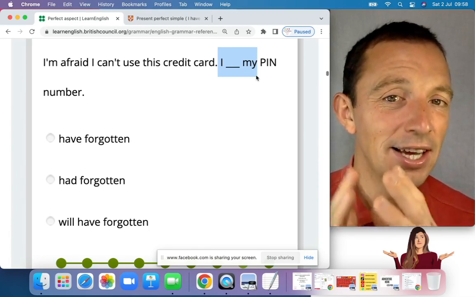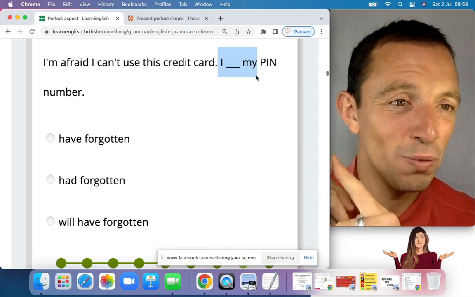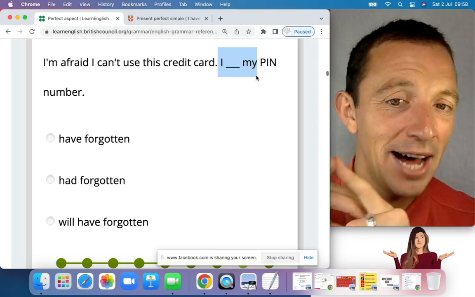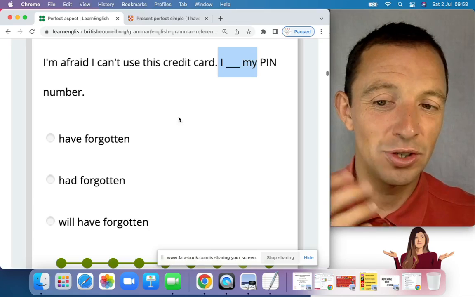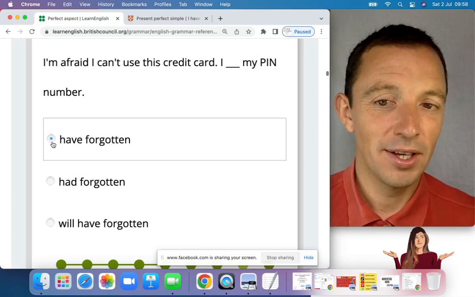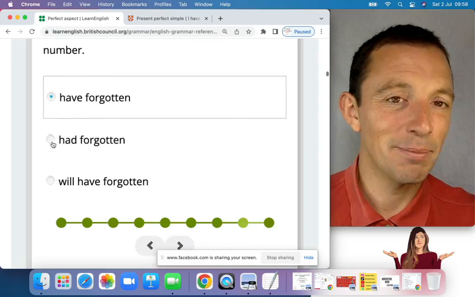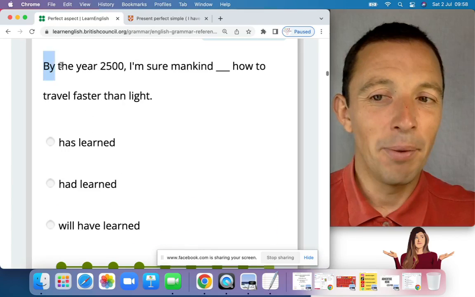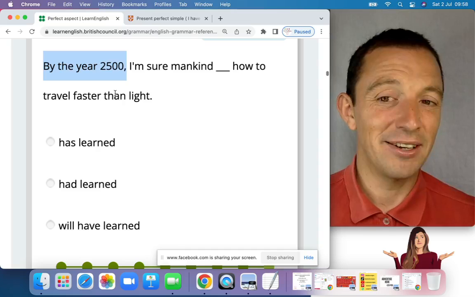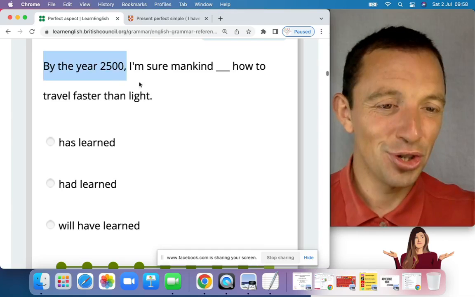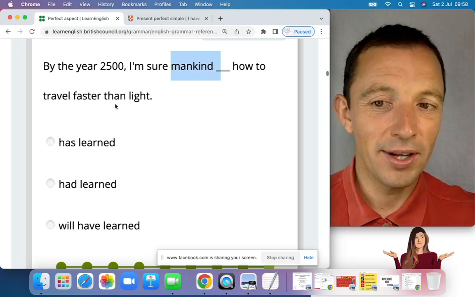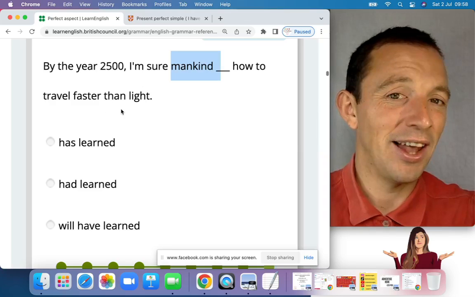To create the present perfect, we need the subject, the auxiliary verb have, in the present, have, plus the participle. So I have forgotten my PIN number is the present perfect. And the final question: by the year 2500, I'm sure mankind know to travel faster than light.